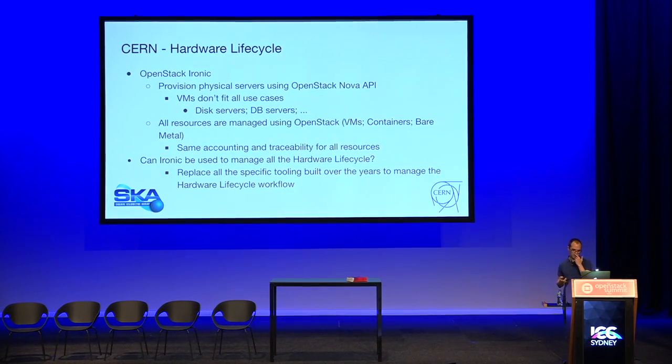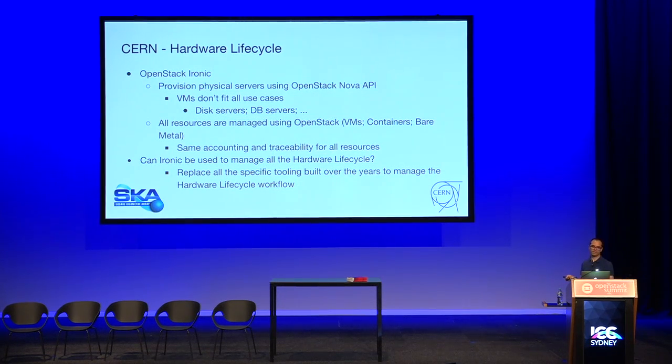So we started to look into Ironic a few months ago. The main motivation is because we like to have OpenStack as a single pane of glass to allow our users to deploy VMs, containers, and also bare metal. So using only OpenStack APIs. This is great because we can use the same traceability and accounting that we use for VMs for physical nodes.